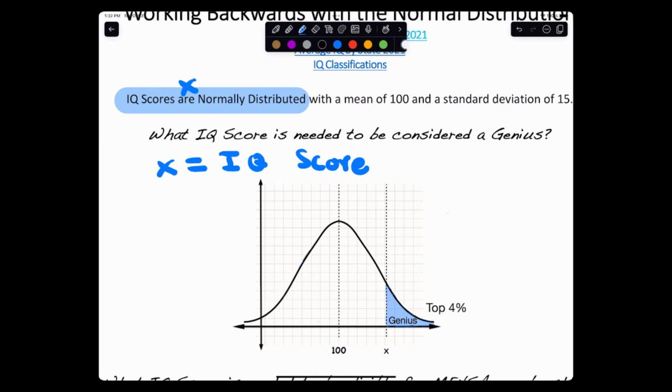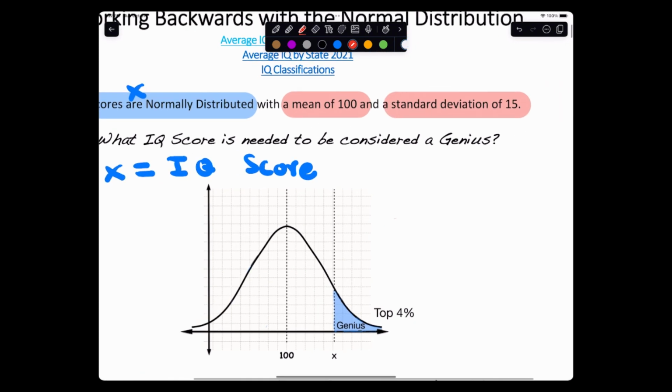They're going to always give us the mean. You say, what's the mean here? 100. And they're going to always give us the standard deviation, and that's 15. So the mean here will be 100. Standard deviation will be what? 15. Okay, so that's going to be given here for us.